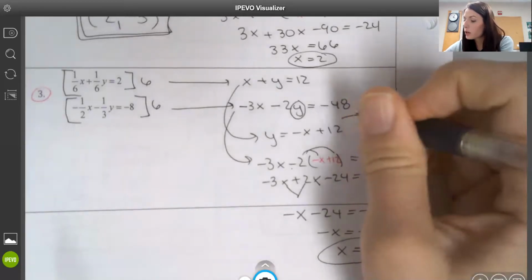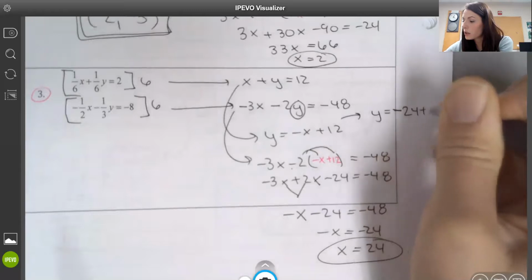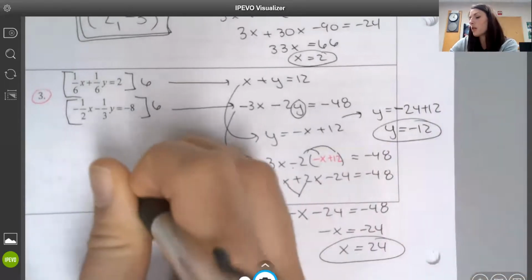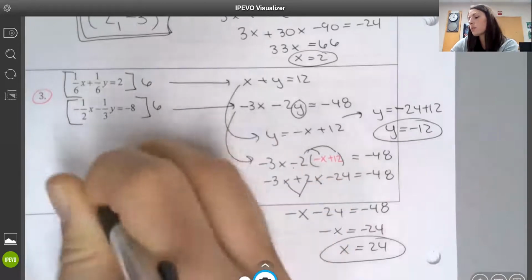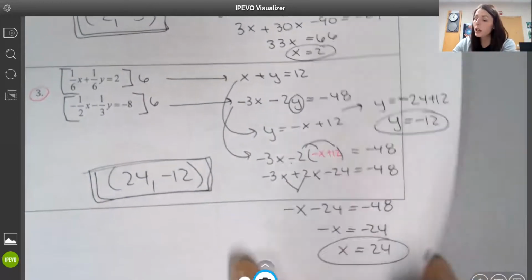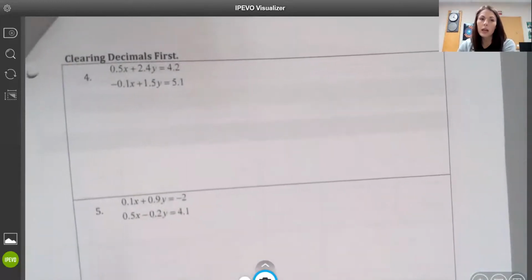Substituting that in for my other equation. So -24 plus 12 would give me y equals -12. So 24, -12. Okay. Now we're going to look at a similar idea here, but what if we had decimals?